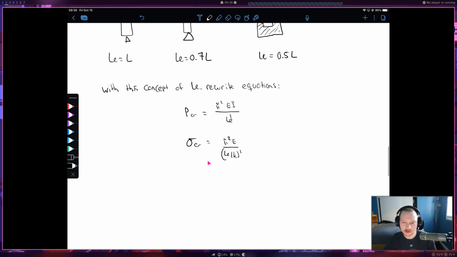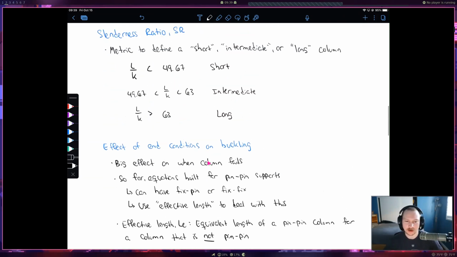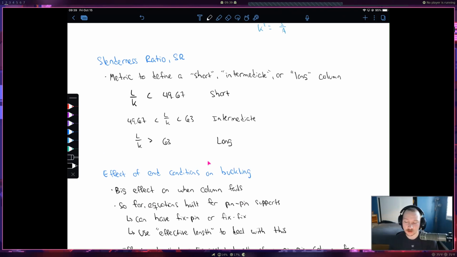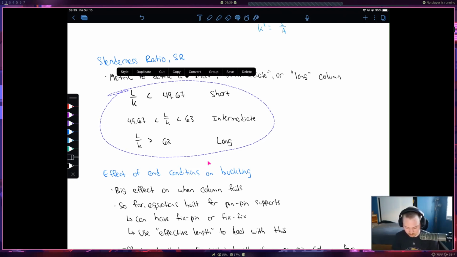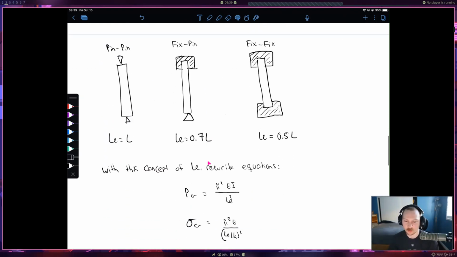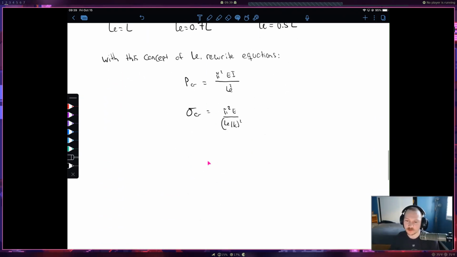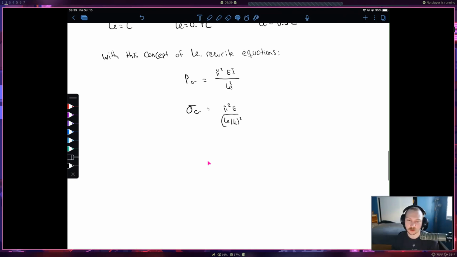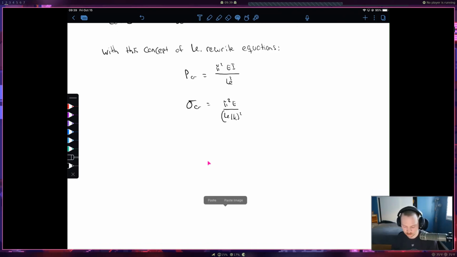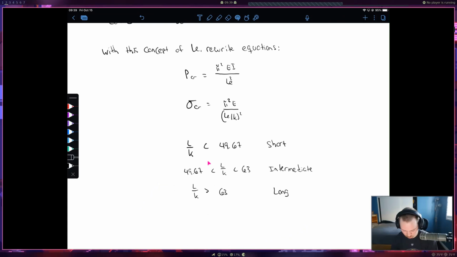Oh yeah, and then one more thing, we can also rewrite this now for the slenderness ratio. So instead of L divided by K, we have L sub E divided by K. And that's going to tell us, for whatever end support that we have, if it's a short column, a long column, or intermediate. Okay, there we go.